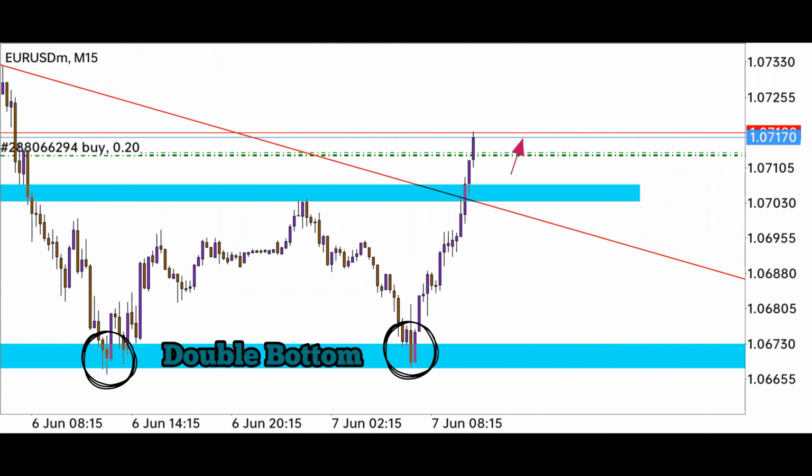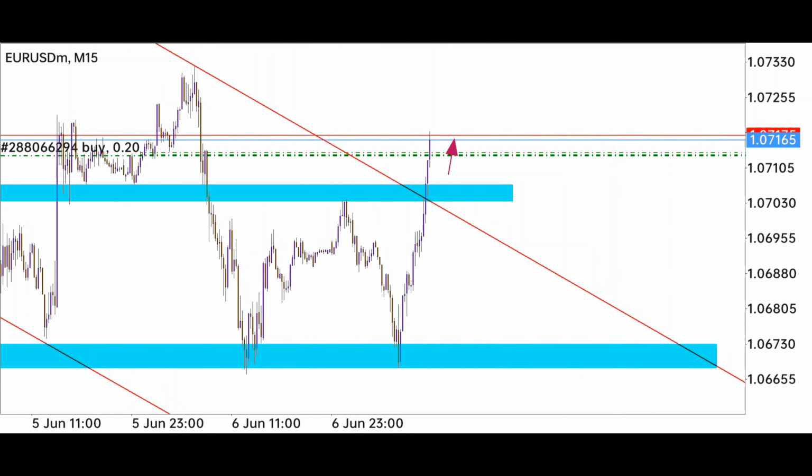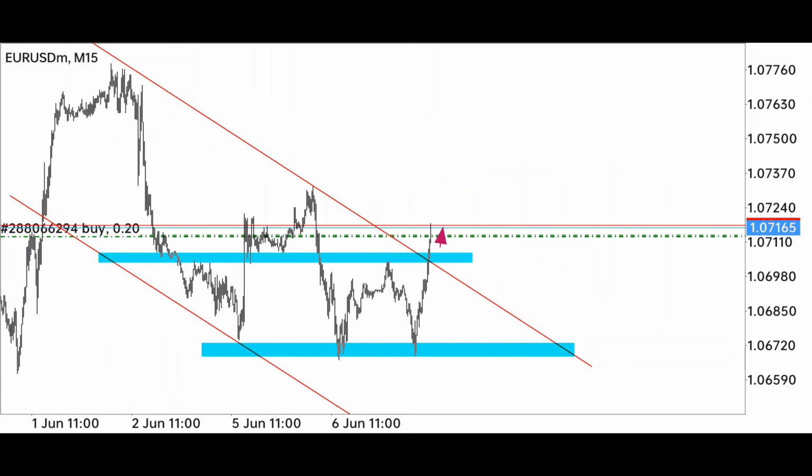A double bottom was created here on a big time frame. If we see it on the 1 hour or 4 hour time frame, it is a reversal pattern, which gives a high probability signal. We are getting a lot of good signals of an uptrend. Let's see what happens next.